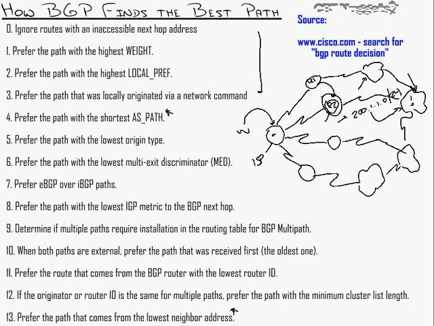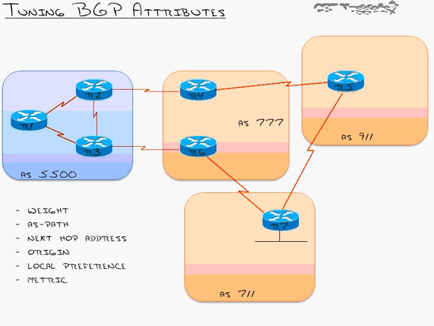So number 13 will break any tie that we end up having. Let me put some practicality to all those attributes. This is going to be our live demonstration topology that we use for tuning the BGP attributes. Now you can see that I've got a pretty large network. We're focused in on this blue autonomous system over here, 5500. That's our world. That's our network.